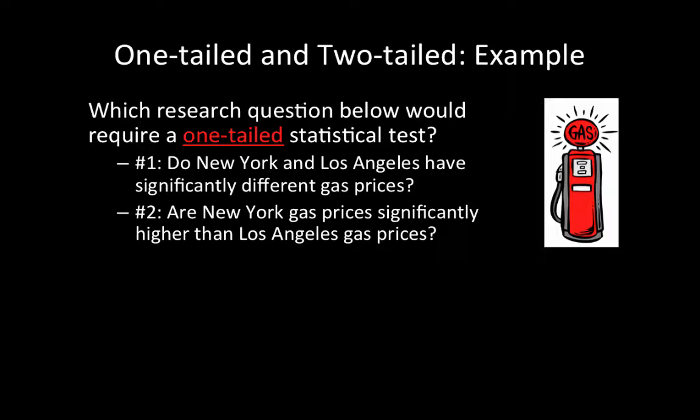Well, when you think about one-tailed test, hopefully you're thinking about directional research hypothesis, and which research question posits a particular direction. Research question number 2. It's asking if New York gas prices have higher prices than LA gas prices. Whereas research question number 1 is just asking if they're different. We're not asking or stating if one or the other city has higher or lower gas prices. So research question number 2 would require a one-tailed test.